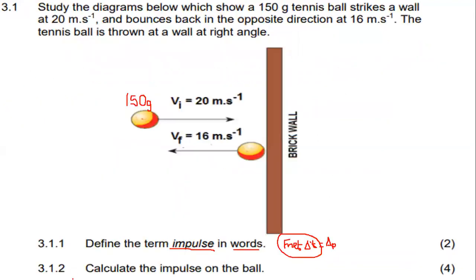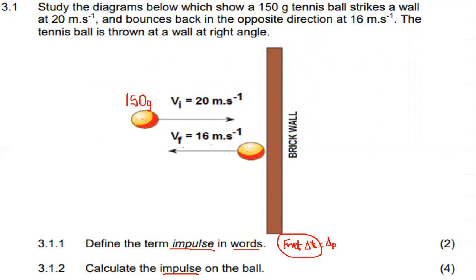Then we go to 3.1.2. We are then required to calculate the impulse on the ball. So we must get the impulse. And to get the impulse, we know that the formula that is going to be relevant is F net delta t is equal to delta p.